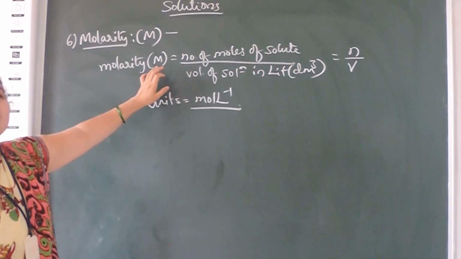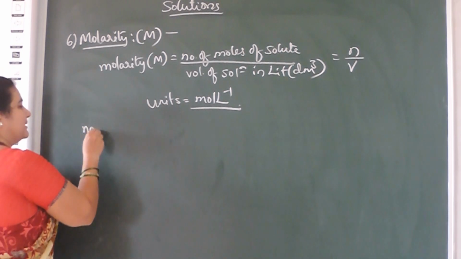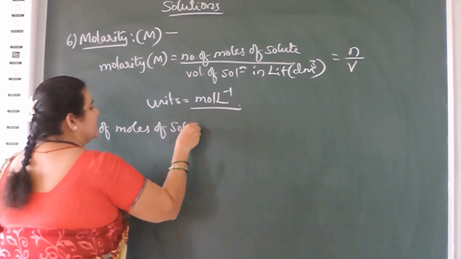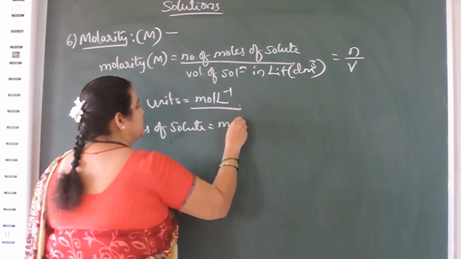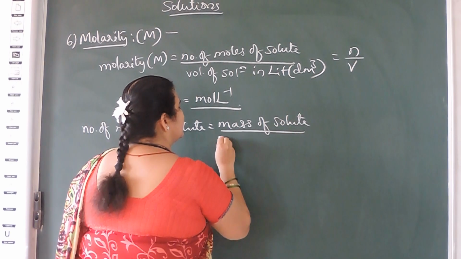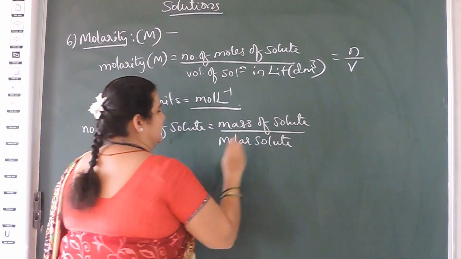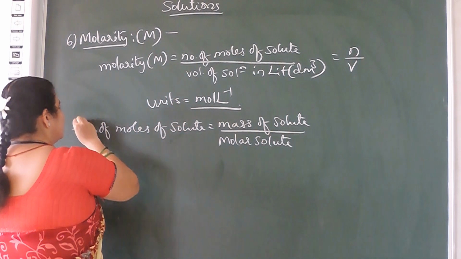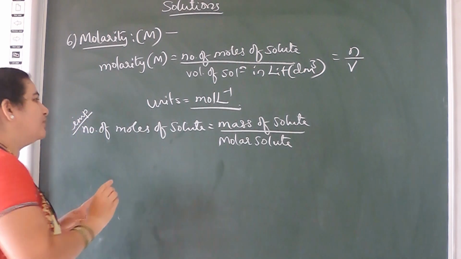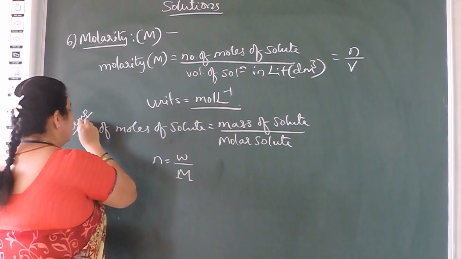Now, how do we express the number of moles of the solute in any quantity? The number of moles of the solute is equal to the mass of the solute divided by the molar mass of the solute. This is a quite important expression, and you have to remember it at any time. n is equal to W divided by capital M.